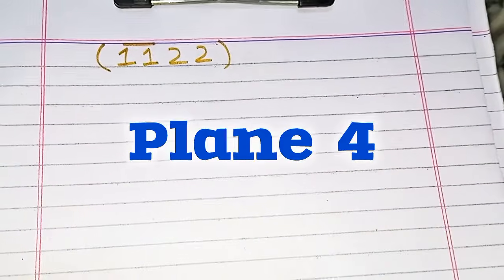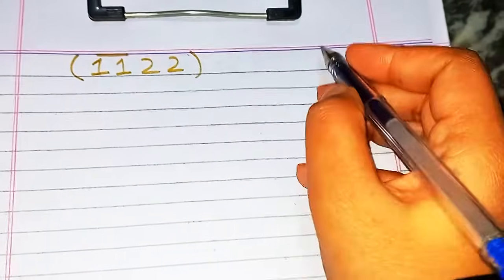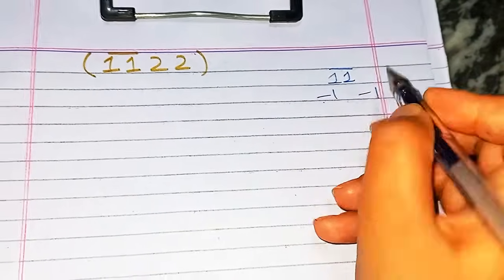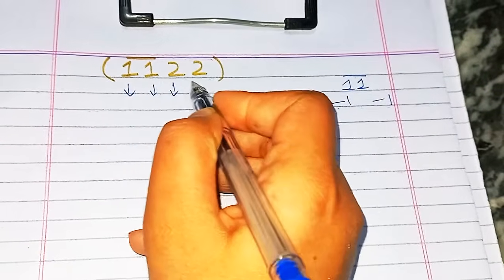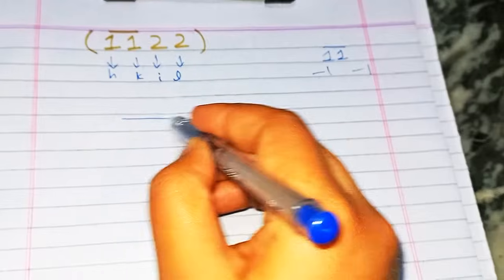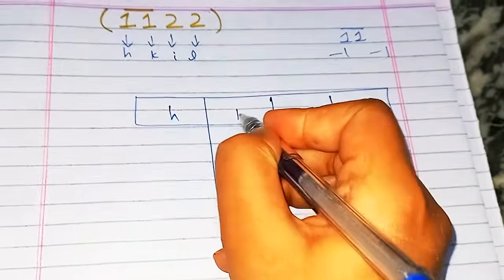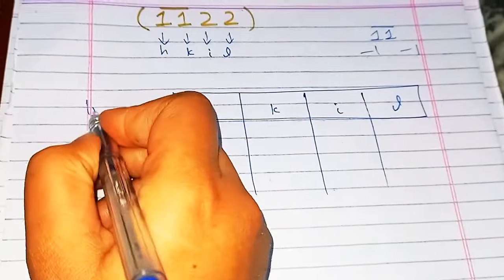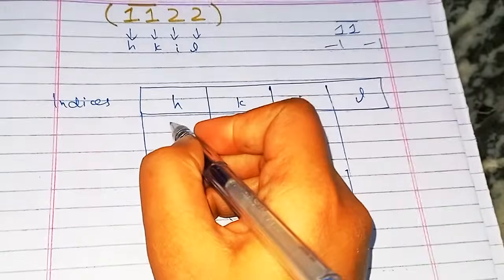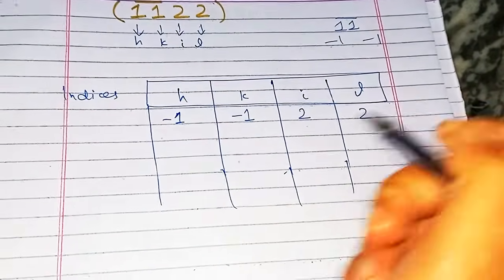And this is the next pen in line, and we have one double bar, which shows there is a single bar above both of these numbers. It means both of them are negative. Okay, H index, K index, I index, and L index. Let's draw the figure. H, K, I, and L. These are indices. It's -1, -1, 2, and 2.